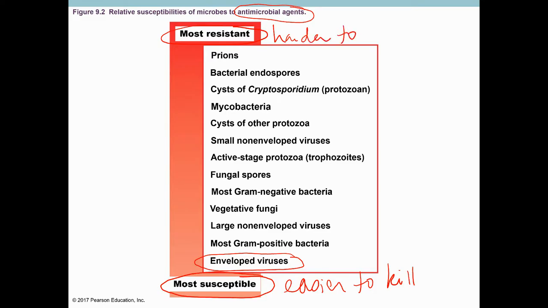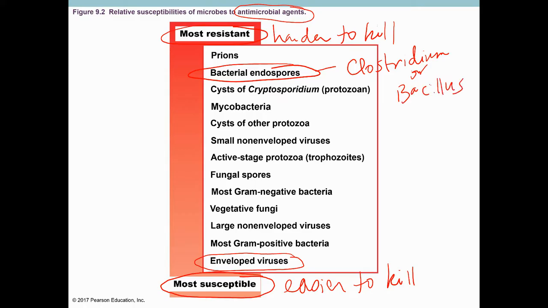Now, you may not know what a prion is, but you do have some familiarity with bacterial endospores. Remember that those are produced by Clostridium, the genus Clostridium, and the genus Bacillus. And you're probably familiar with mycobacteria, because remember, that's the genus of the organism that causes tuberculosis. There's a reason why I keep repeating these things. Make sure you remember those. But so on this end, you have some of those things that you're familiar with. Those are pretty hard to kill.